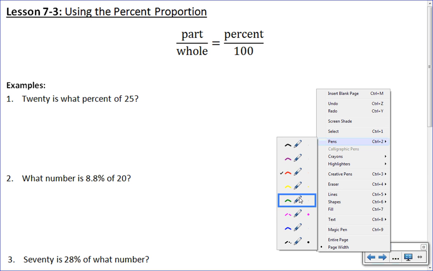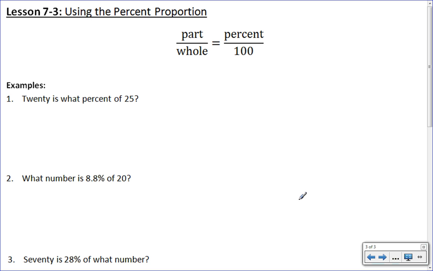So let's do a few examples together. Number 1 says 20 is what percent of 25? And we see there what percent, so we know in this formula, in this proportion, we are looking for the percent. So when we set up the proportion, we're going to put the percent is x, and that will always be over 100.